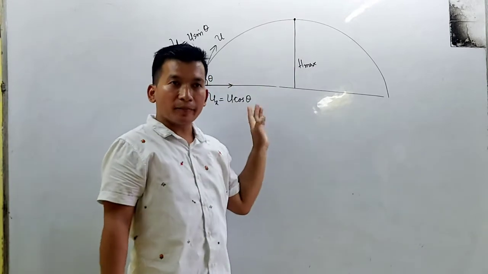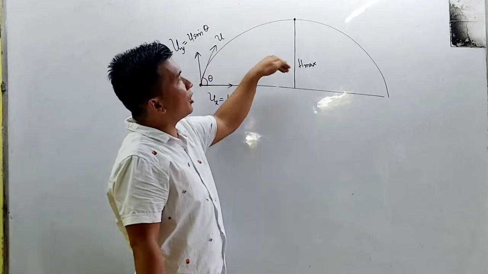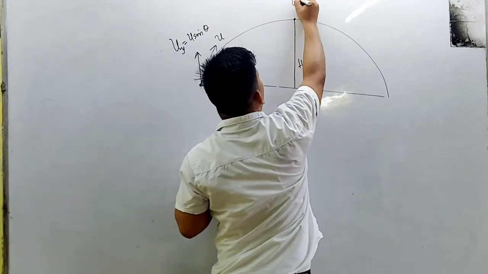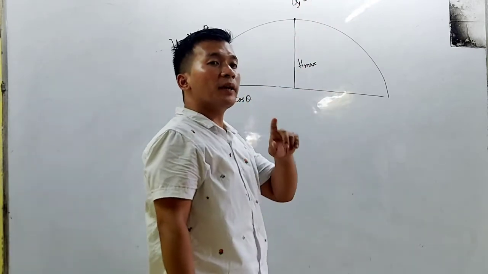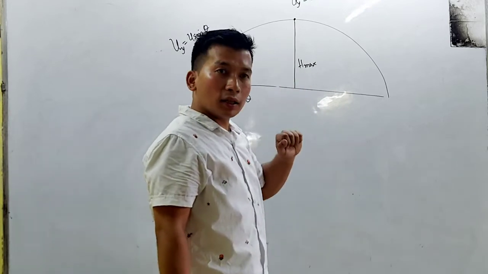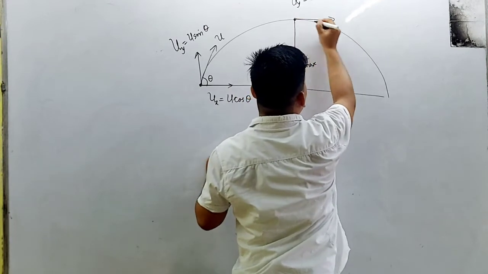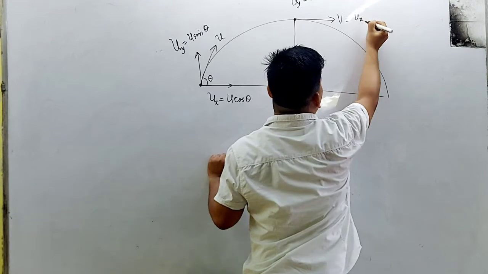Can it rise beyond this point? No, that means it is already finished. Uy is totally used up at this highest point. At this point uy will be equal to 0, and we will be having only the horizontal velocity component. Basically the velocity at the highest point will be purely the horizontal velocity component.